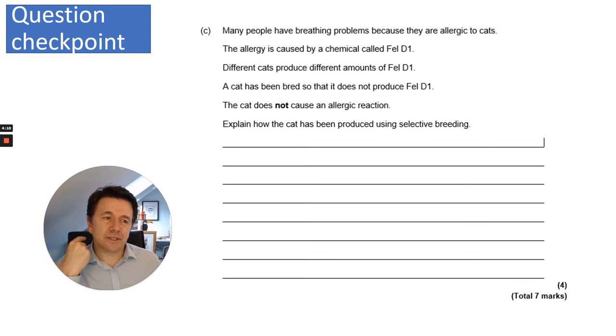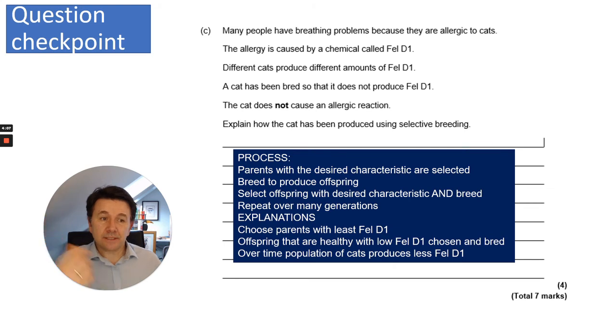So the kind of answers you're going to think about are these. So the process, so the parents with the desired characteristics are selected. So in this case, you're going to choose those parents with the least FeL-D1. You then breed them to produce offspring, and then you select the offspring with desired characteristics. So in this case, you're selecting offspring that are healthy with low FeL-D1. And you breed those over time, and you repeat that over many generations, and therefore over time the population of cats produces less FeL-D1, reducing the amount of allergies caused to their owners.